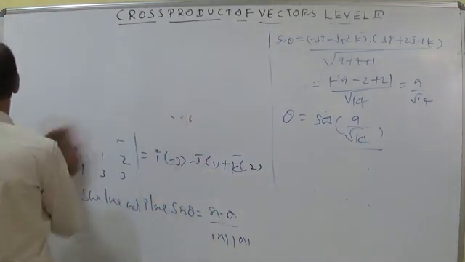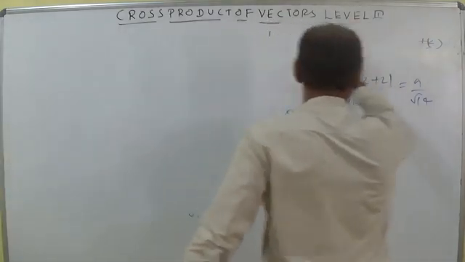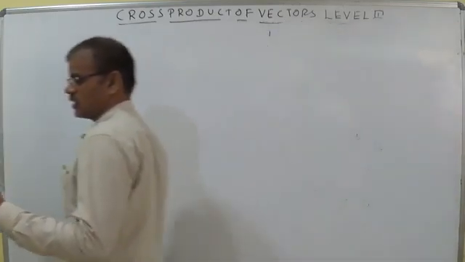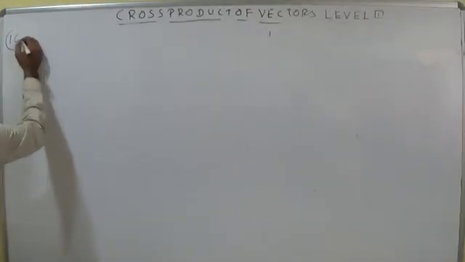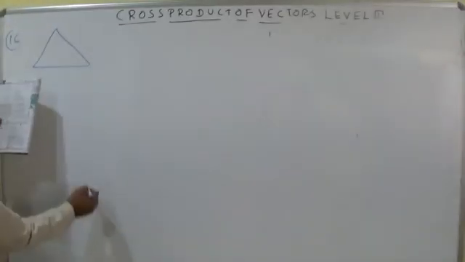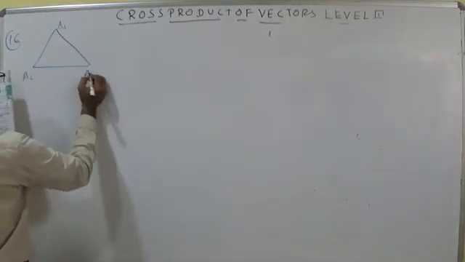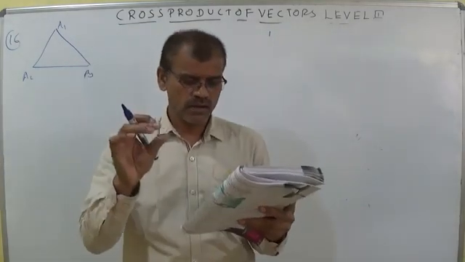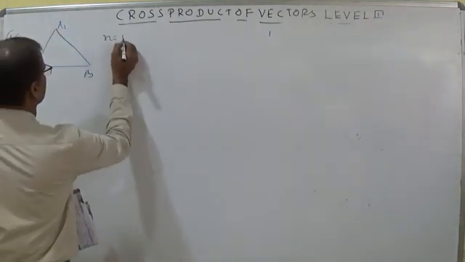Next, let us discuss the 16th question. The 16th question is a previous IP question in old textbooks. A1, A2, A3, and so on, An are the vertices of a regular hexagon. Let us draw the diagram: A1, A2, A3, and so on, An are vertices of a regular plane polygon with n sides. I have taken here n is equal to 3.